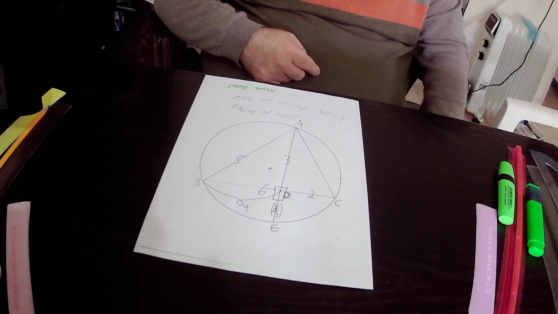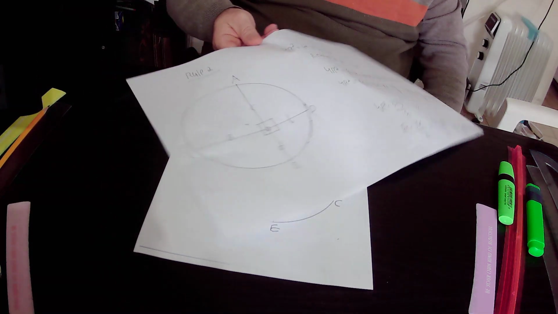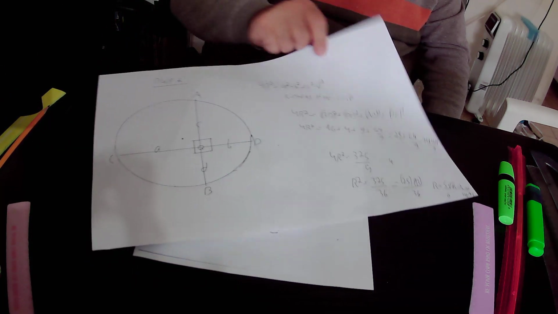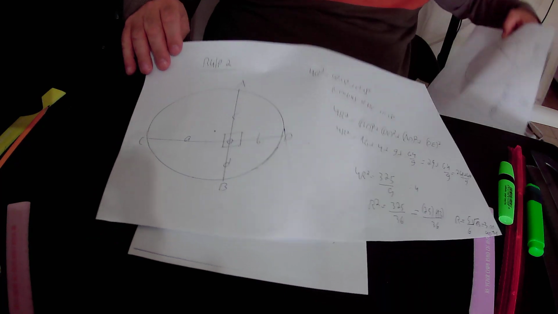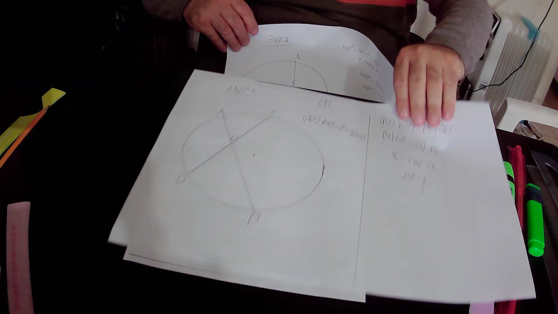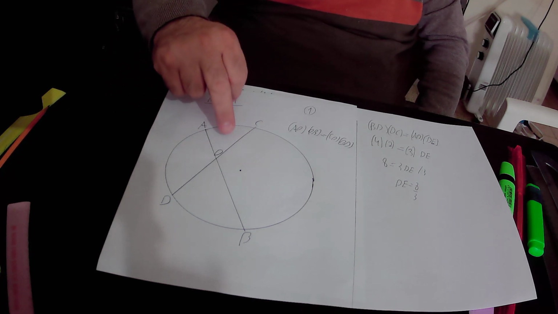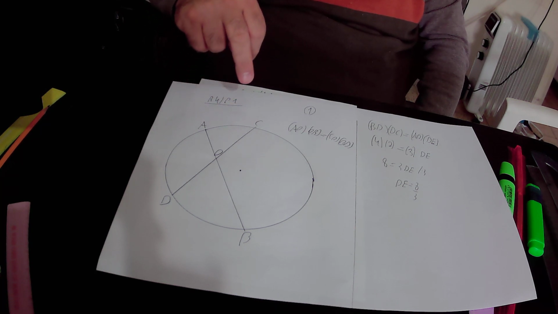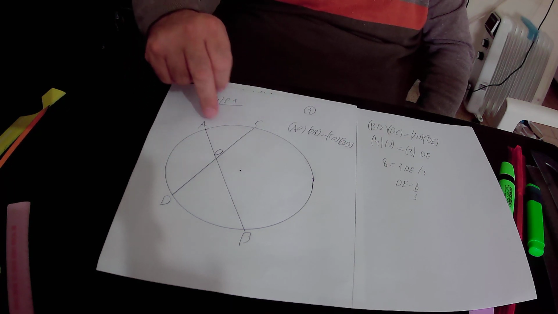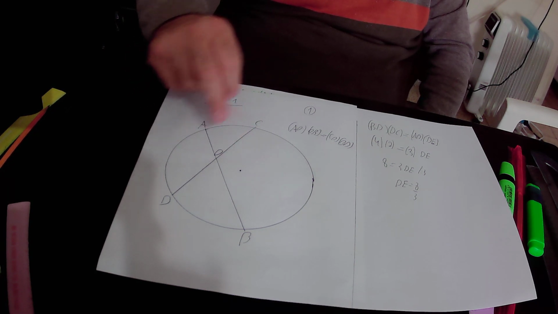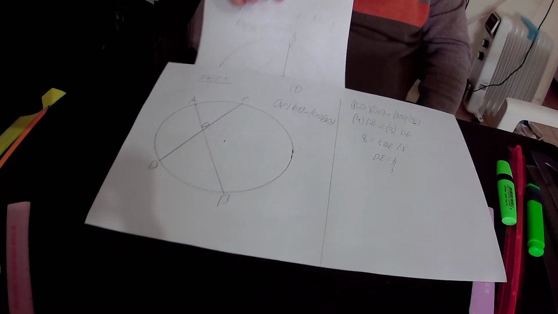Then I presented to you rule number 1. According to rule number 1, if chord AB intersects with chord CD at point O, the intersection point, then AO times BO equals CO times DO. Again, AO times BO equals CO times DO. Okay, so we can actually implement rule number 1 in our drawing.